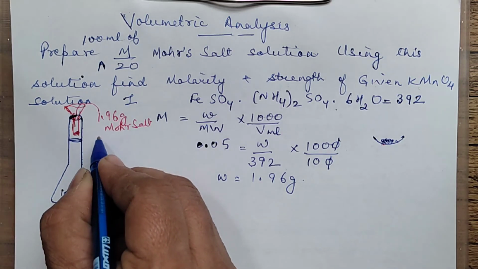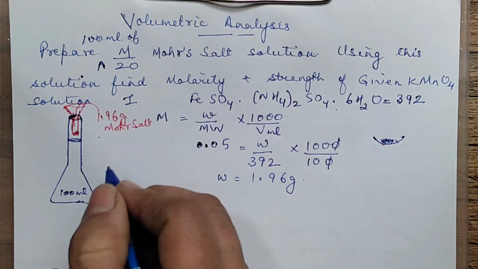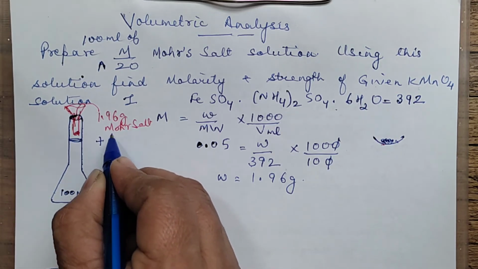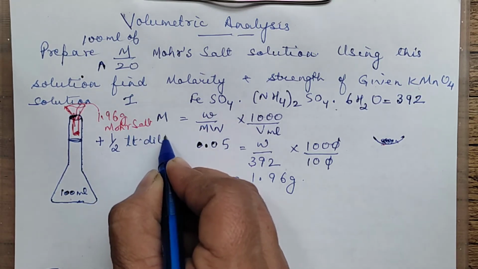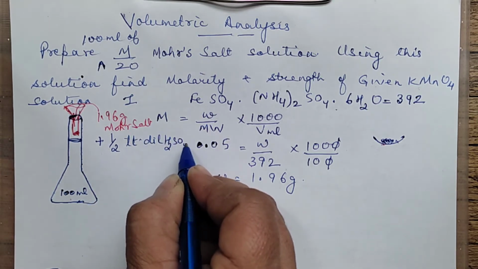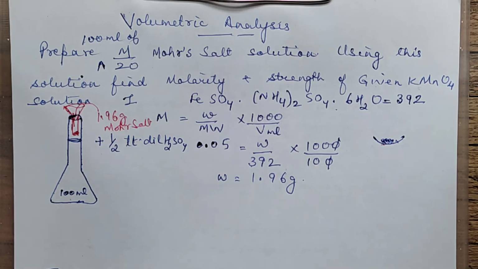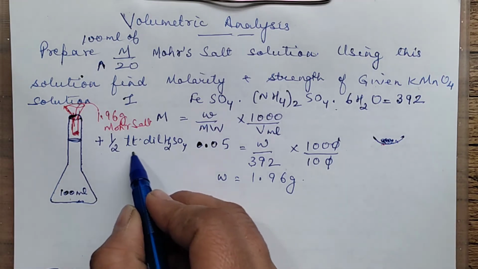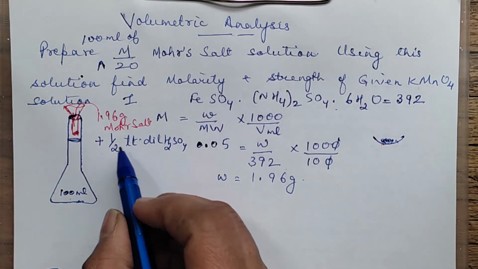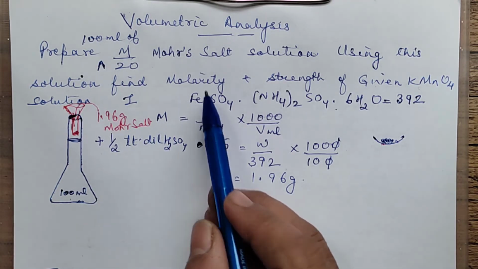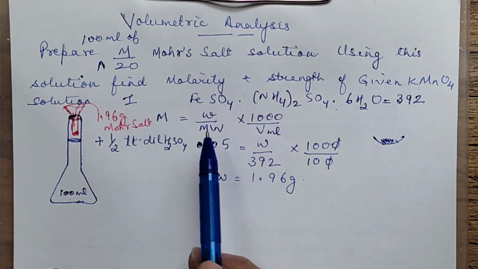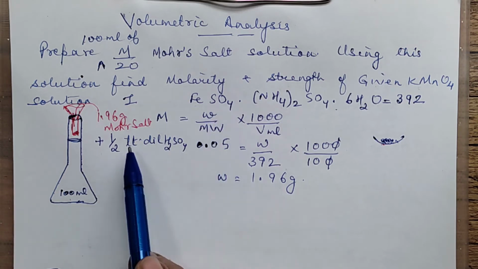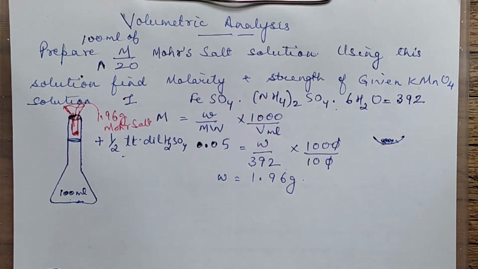So what you do is, to this standard flask only, you will have to add half a test tube of dilute sulfuric acid. On the funnel itself you will add it. The purpose of adding dilute sulfuric acid is that the ferrous in Mohr salt undergoes hydrolysis. To prevent the hydrolysis of the ferrous salt, we add half a test tube of dilute sulfuric acid.